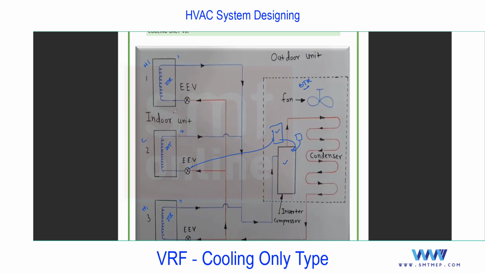So what will happen? For example, all these three rooms' machines are on. So the compressor will run at full load and supply the refrigerant to all these indoor units. And all these electronic expansion valves are fully open. After say 15 minutes or half an hour, room 1 attains the temperature.